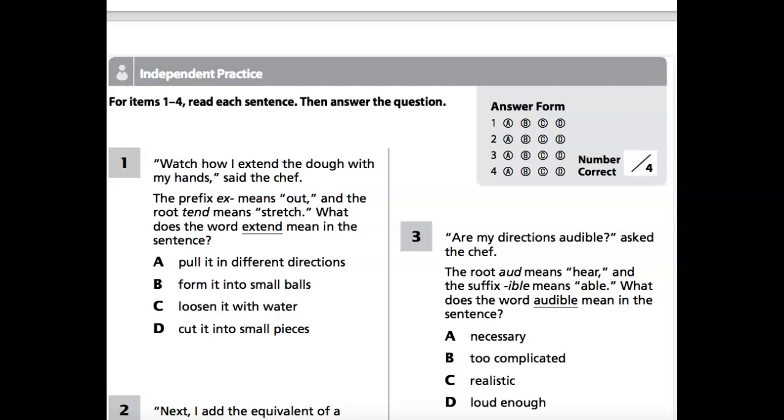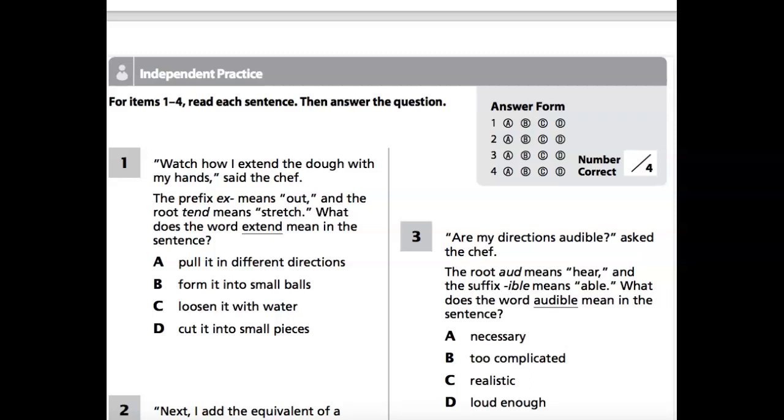Watch how I extend the dough with my hands, said the chef. Well, the prefix ex means out, and the root tend means stretch. What does the word extend mean in the sentence? So it looks like you could say, take those words that say stretch out. So you thinking about that, let's pick which one goes with that.